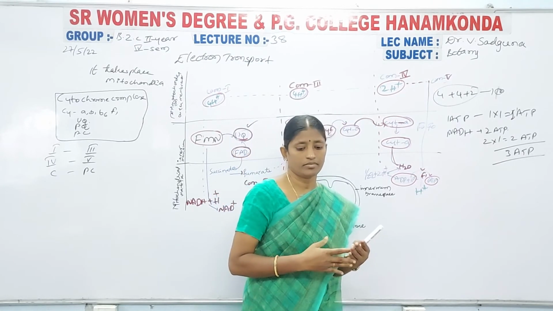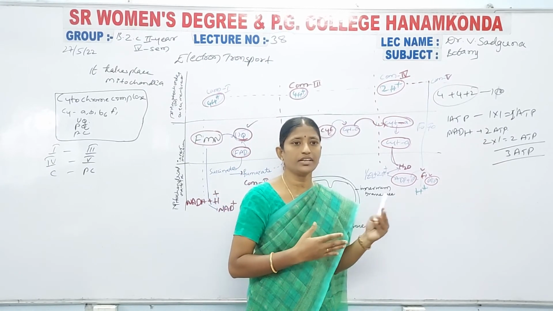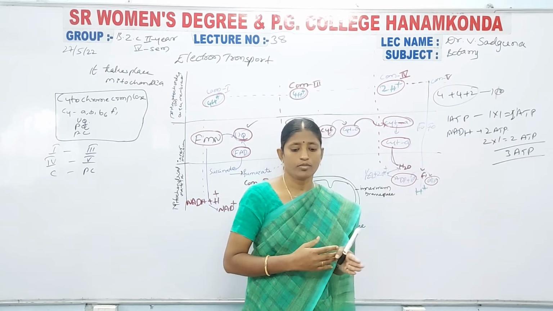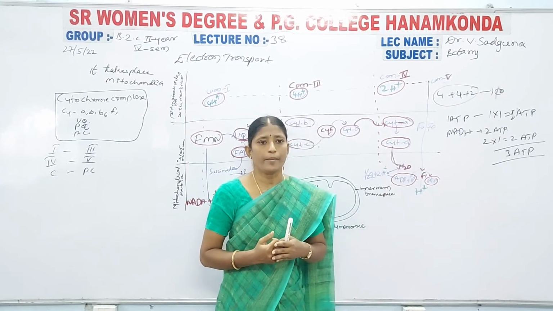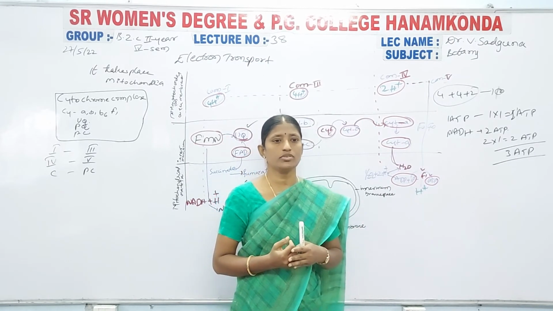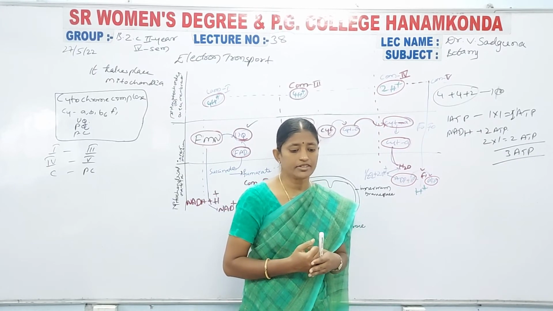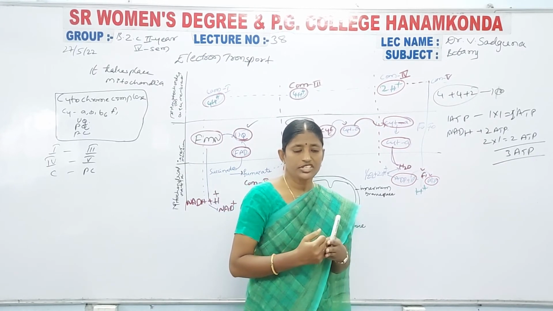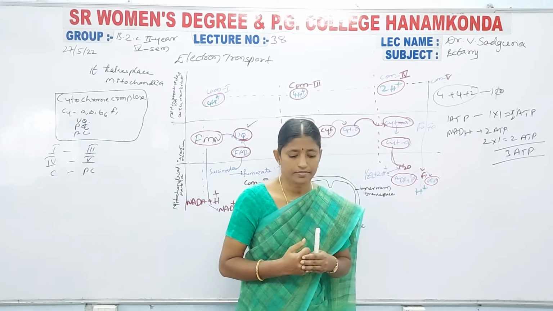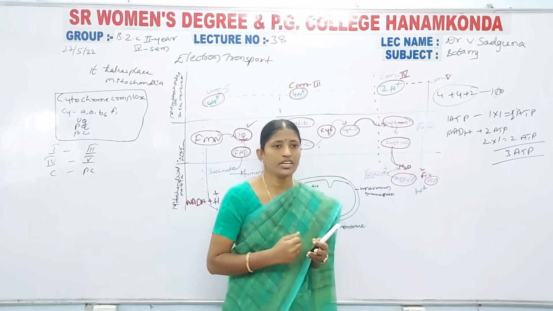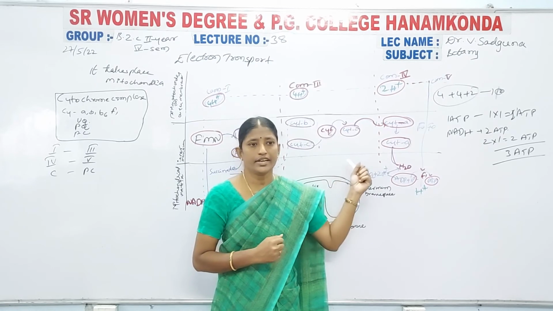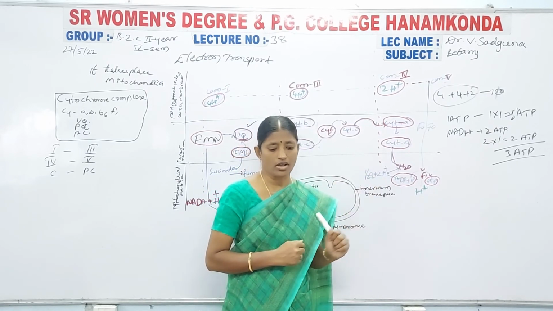Then the ubiquinone is not fixed. It moves freely in the membrane, in the form of a mobile electron acceptor. Then the quinone in the matrix is reduced to ubiquinol.